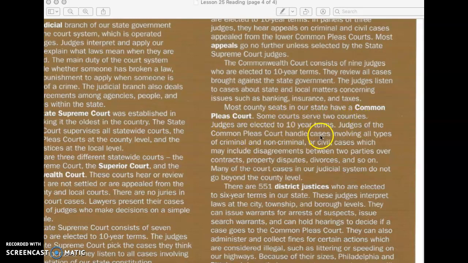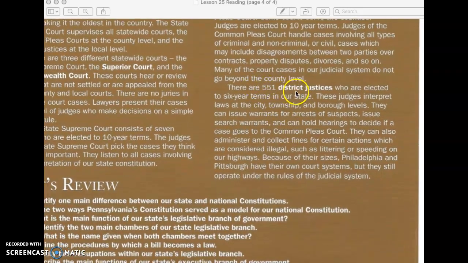Judges of the Common Pleas Court handle cases involving all types of criminal and non-criminal or civil cases, which may include disagreements between 2 parties over contracts, property disputes, divorces, and so on. Many of the court cases in our judicial system do not go beyond the county level. There are 551 district justices who are elected to 6-year terms in our state. These judges interpret laws at the city, township, and borough levels.